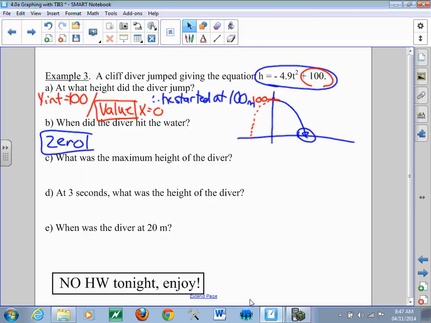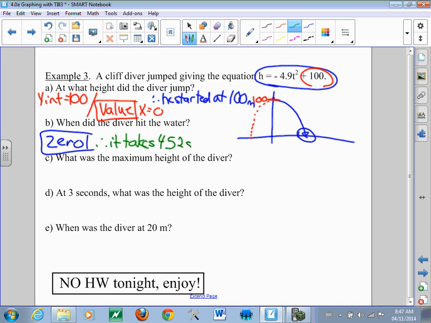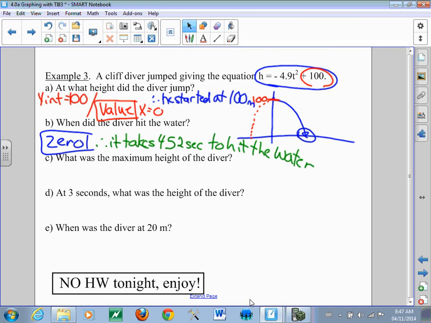Okay, so here we go. Therefore, it takes 4.52 seconds to hit the water. Sorry, I think I said he hit the ground. I'm sorry. He hit the water. That's good. He's safe. Okay, what was the maximum height of the diver?